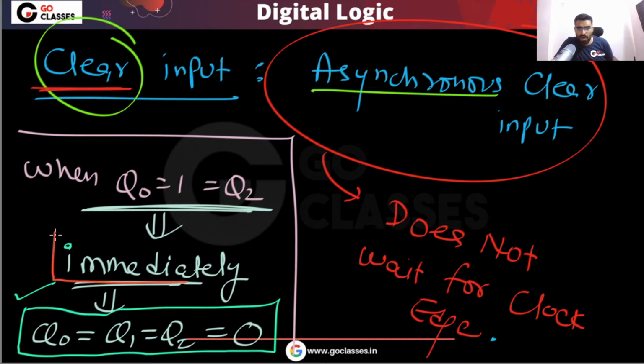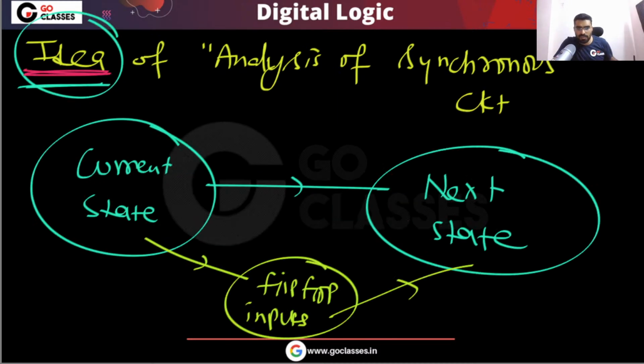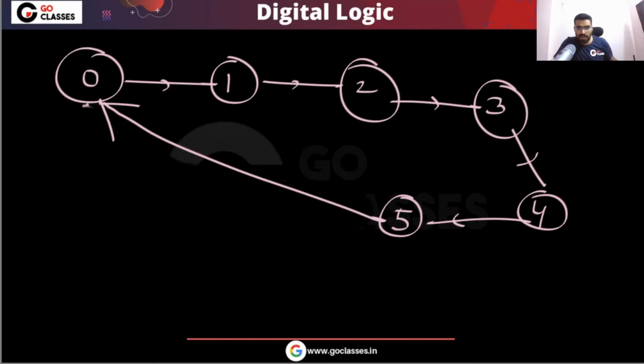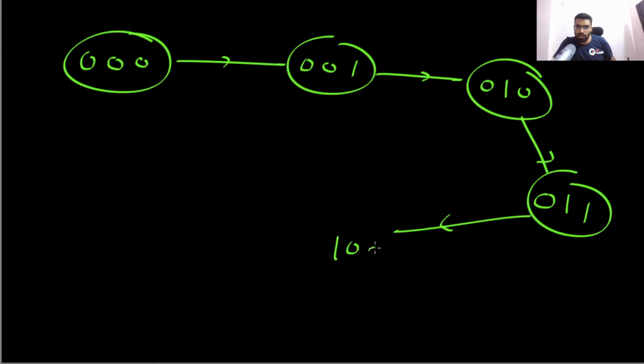So can you see the count 5? From 0 you will go to 1, from 1 to 2, from 2 to 3. From 0, 0, 0, you will go to 0, 0, 1. From there you will go to 0, 1, 0. From there to 0, 1, 1. From there to 1, 0, 0.